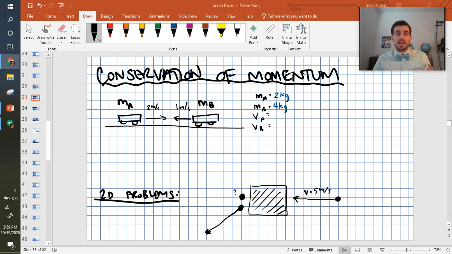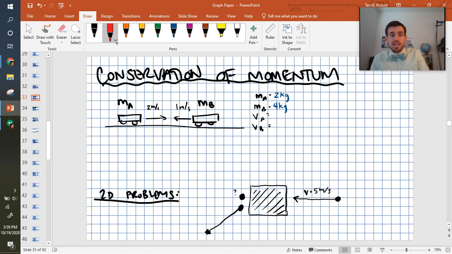This is an example problem that I have right here. I have mass A and mass B. They're coming towards each other. Mass A has a mass of 2 kilograms and it's going at 2 meters per second. Mass B has a mass of 4 kilograms and it's going at 1 meter per second. And so the question is, what happens in this particular scenario? So I'm going to put in some more numbers here. I want to put the velocities into my little table here.